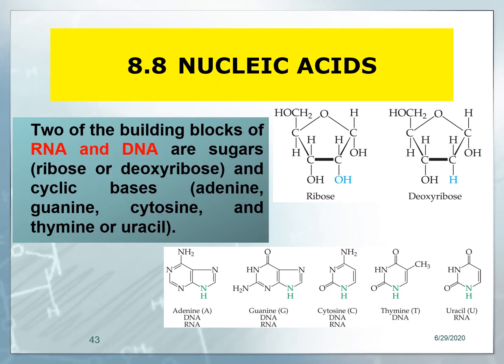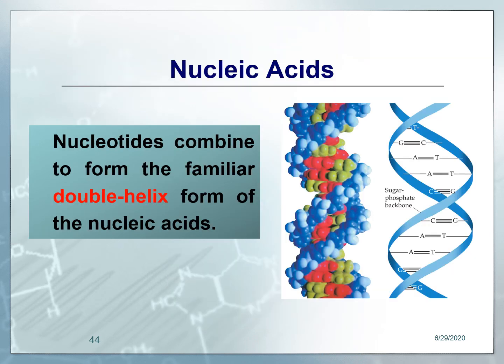The last biopolymer is nucleic acid. Nucleic acids carry the genetic information necessary for cell reproduction. They also control cell development in our body. There are two types of nucleic acids, which are RNA and DNA. Two of the building blocks of RNA and DNA are sugars, ribose or deoxyribose, and cyclic bases, adenine, guanine, cytosine, and thymine or uracil. Nucleic acid forms a double helix. A double strand is held together, as you can see in the figure.